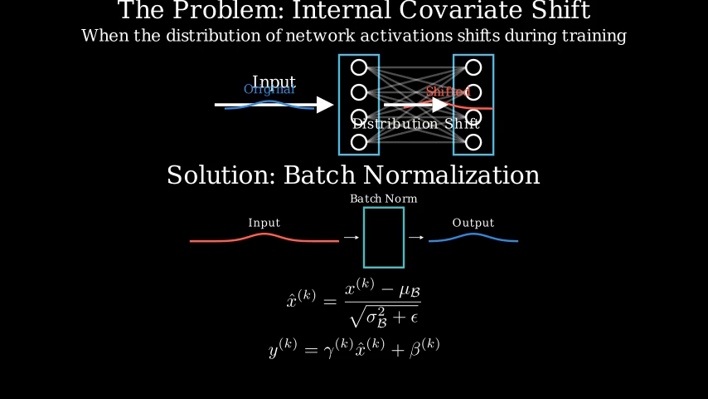During inference or testing, we don't have a batch of inputs. Instead, we use the running mean and variance computed during training. This ensures consistent behavior between training and inference.